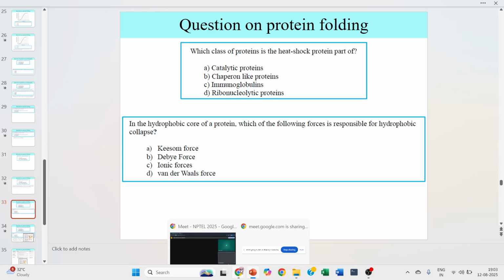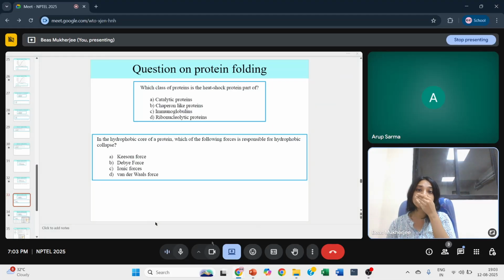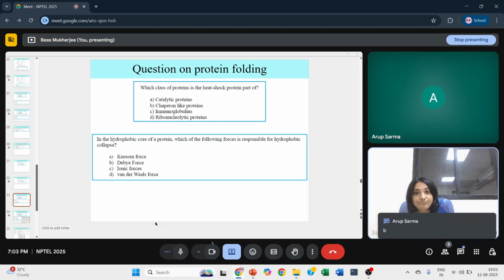Now, which class of proteins is a heat shock protein part of? Catalytic protein, chaperone-like protein, immunoglobulins, ribonucleolytic proteins. B, chaperone-like protein. Yeah, correct.